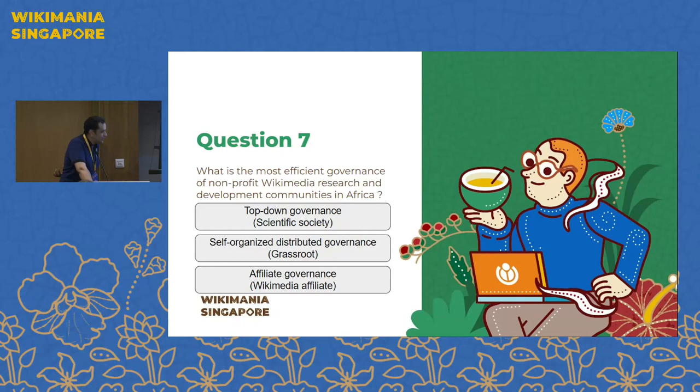So which one is the most effective in Africa? Efficient governance, in terms of the number of papers issued through these collaborations, the number of grants that have been issued by the Wikimedia Foundation, etc. So the answer is indeed grassroots.